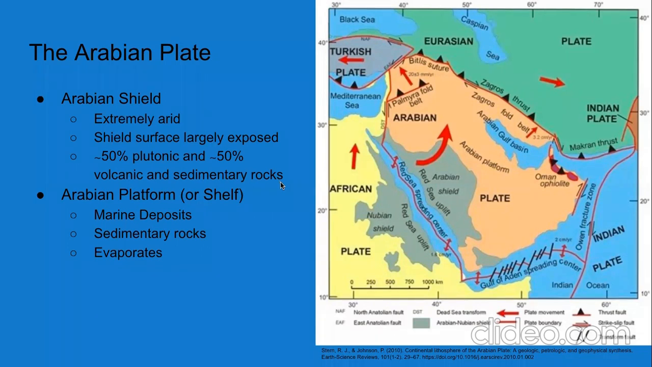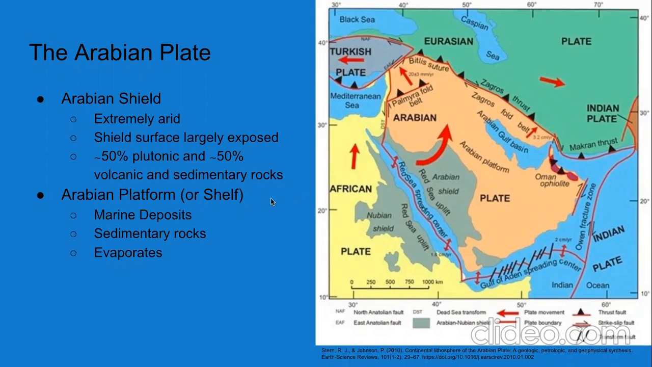The Arabian Peninsula can be split into two sections, the Arabian Shield and the Arabian Platform or Shelf. The Arabian Shield is on the western side of the peninsula closest to where the rifting started. This section of the peninsula is extremely arid with very little soil, and the shield is largely exposed. It is estimated that the shield exposes about 50% plutonic and 50% volcanic and sedimentary rocks. Some examples of these rocks are cherts, andesites, gneiss, metabasalts, and more.